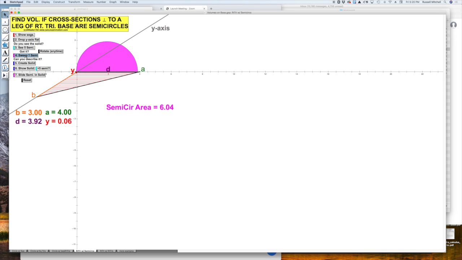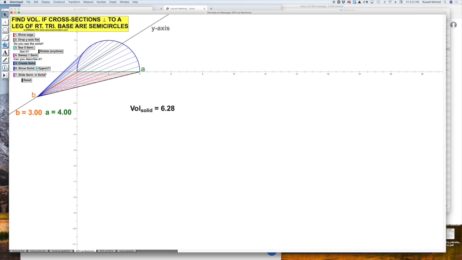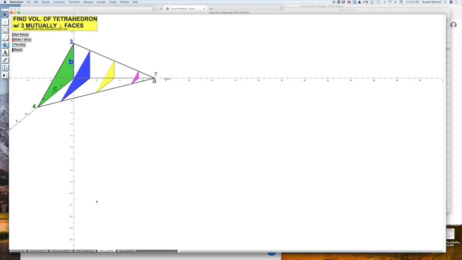Okay, so we'll sweep one of them across. So you see it's getting smaller and smaller. This is what the solid would look like. Kind of like a half cone. So it'd look like that. Sliding one of them through it. Okay, and then we won't do this one.